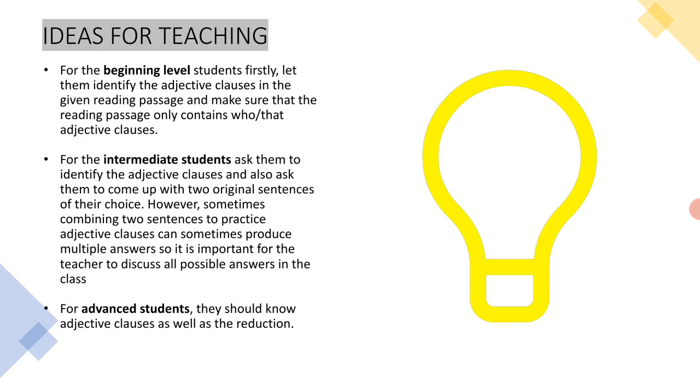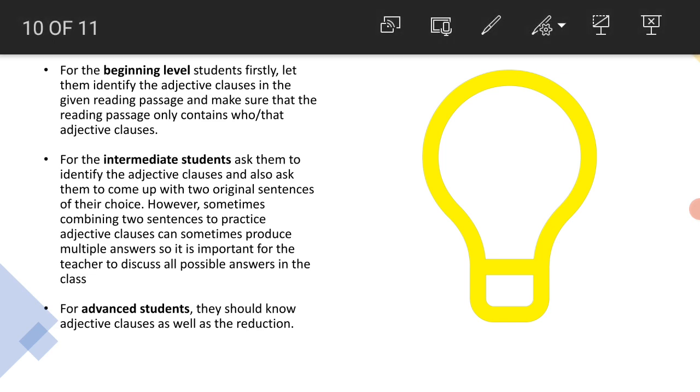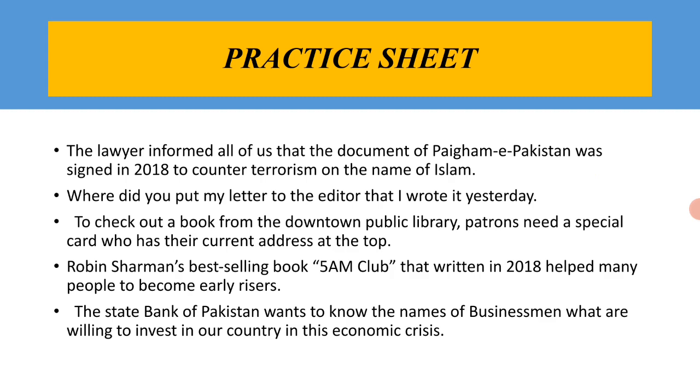And if you're teaching advanced students, you have to cover each and everything in its entirety. For example, the rules for the reduction of adjective clauses, the possibility of multiple answers for the adjective clauses, and a lot of practice. As I have told you earlier, we will be doing a practice sheet at the end of this video. There are 5 sentences, and in these 5 sentences there are mistakes, and these mistakes are related to the usage of relative pronoun or adjective clauses.